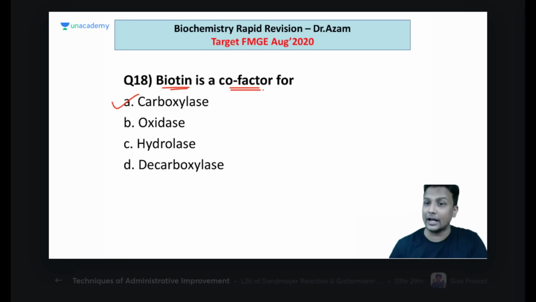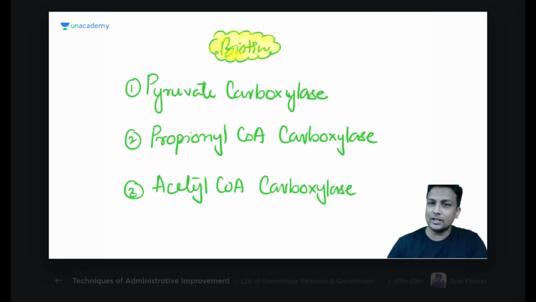Yes, for which enzyme? Remember, it is a cofactor for carboxylases. I'll show you one slide here right now. Remember, biotin is actually acting like a coenzyme. Biotin acts like a cofactor or coenzyme for how many enzymes, guys? At least you have to remember these three. Pyruvate carboxylase, it comes in the gluconeogenesis pathway. Propionyl CoA carboxylase, it comes in the propionic acid pathway. And after that, acetyl CoA carboxylase, already I told you, this is an enzyme of fatty acid synthesis, guys.